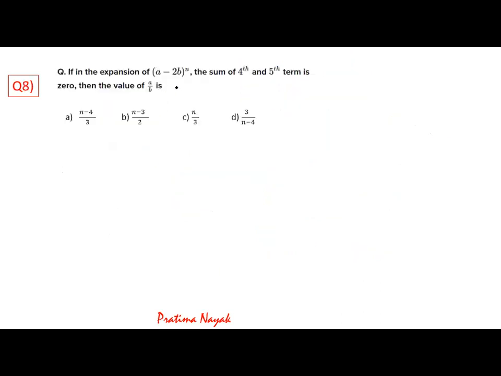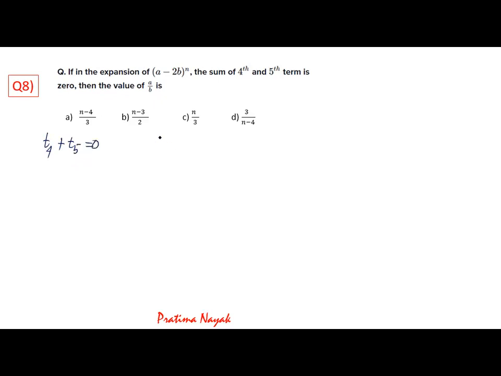In the expansion of a minus 2b to the power n, the sum of the fourth and fifth terms is 0. Find the value of a by b. You can pause the video, find it yourself, and check the answer. This is also a question from NDA. So I'm writing the fourth term now. T4 plus T5 is equal to 0.